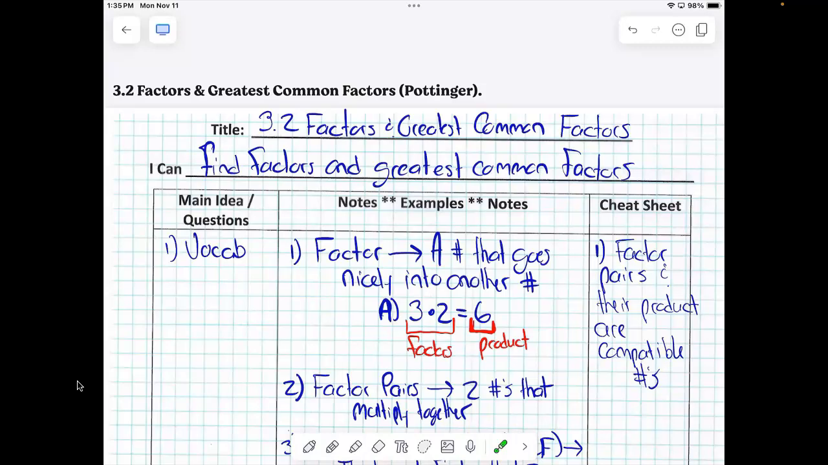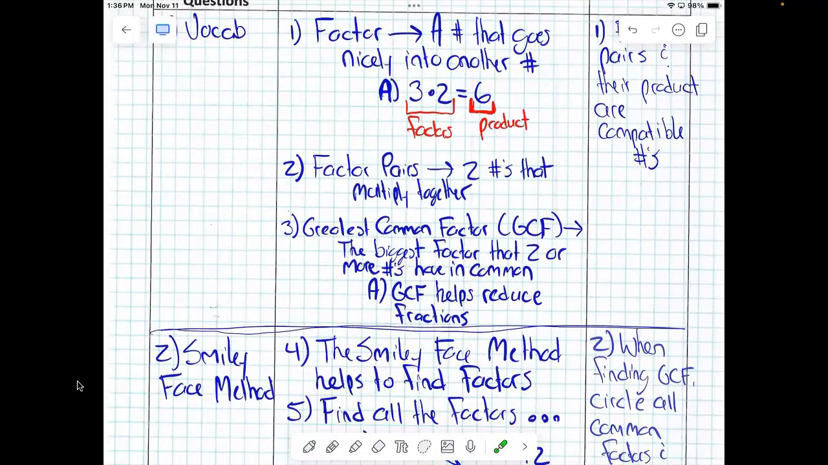A factor is a number that goes evenly into another number. 3 times 2 equals 6, right? The product of 3 times 2 equals 6 is 6. 3 and 2 are factors of 6 because 2 goes nicely into 6, 3 times, and 3 goes nicely into 6, 2 times. So we have a pair of numbers that go nicely into 6. We call those factor pairs because they can multiply together to get a product.